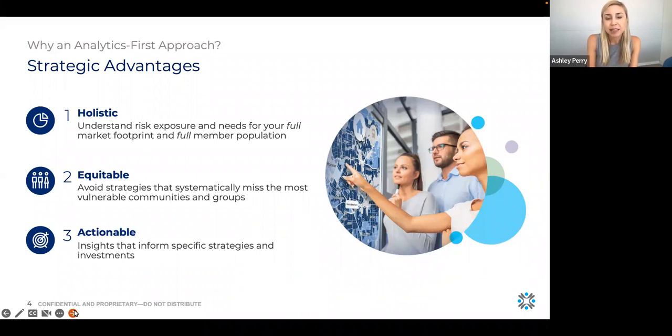And then the third piece, and this is really important, we'll spend a lot of time on this as we dig into the examples, but it's designed intentionally to be actionable. So our goal with applying an analytics first approach is not only to tell you which segment of your community and member population is at risk, but also what is the most actionable strategy that you could apply to effectively mitigate that risk. And we'll talk more about that when we get into our methodology.